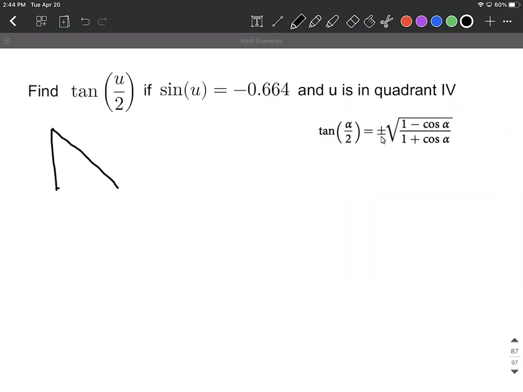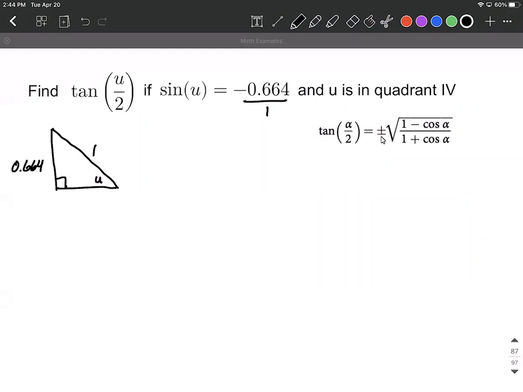We're given sine of u, so that's a trigonometric ratio, even though it doesn't look like one in this case. I'm going to place u in this angle, in this quadrant, and I'm going to set this up as that decimal divided by 1. We all know from SOHCAHTOA that sine is opposite over hypotenuse. So I'm going to put 0.664 on the opposite side, and I'm going to put 1 on the hypotenuse side.